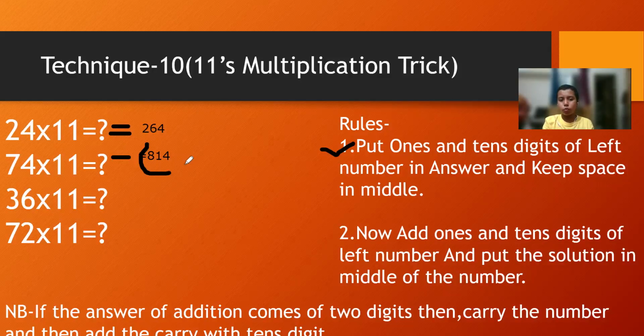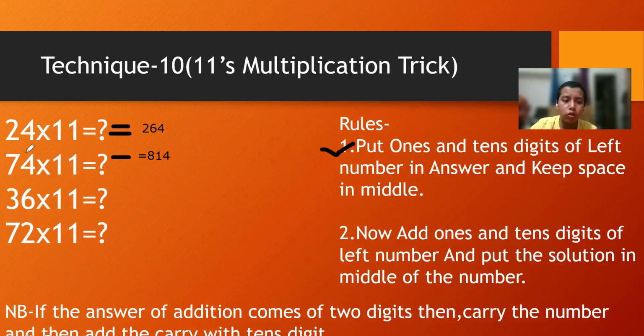Now the most major one, because there is a little bit tricky. So I will teach you how to do this. Now in the down part, you see that there is a notice: if the answer of addition comes of 2 digits, then carry the number and then add the carry with the tens digit. Now, here you see, at first I'd like to say that don't follow this 11.